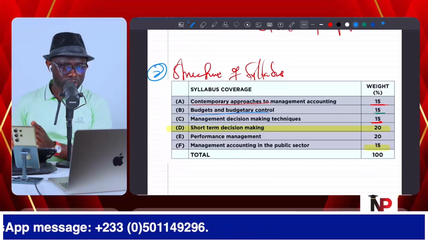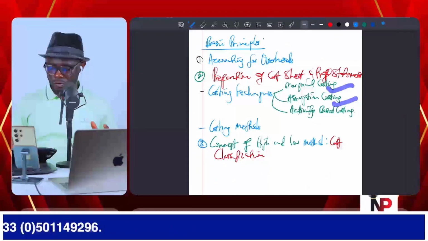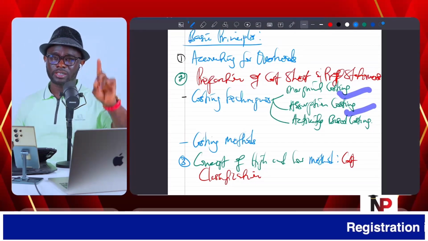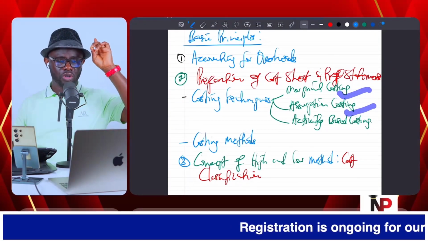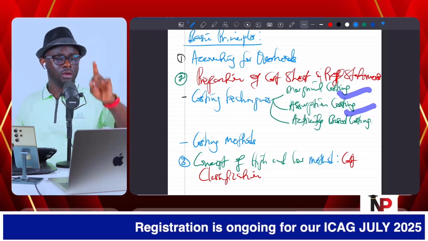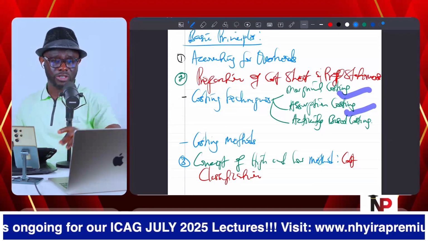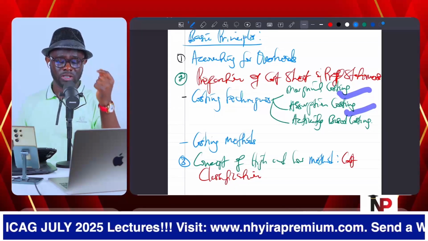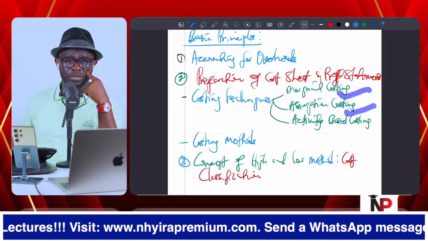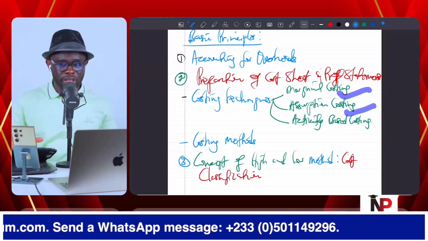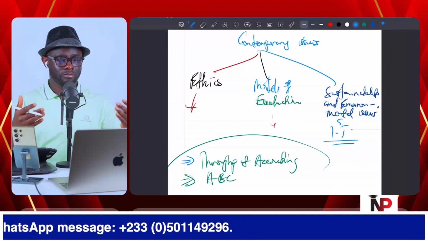Then the structure of the syllabus. Note, before you get into any management accounting thing, make sure you understand accounting for overheads. Make sure you know about cost classification. Make sure you know about preparation of the cost sheet and the cost card and the profit statement using absorption costing, marginal costing, and activity-based costing. That's the beginning.